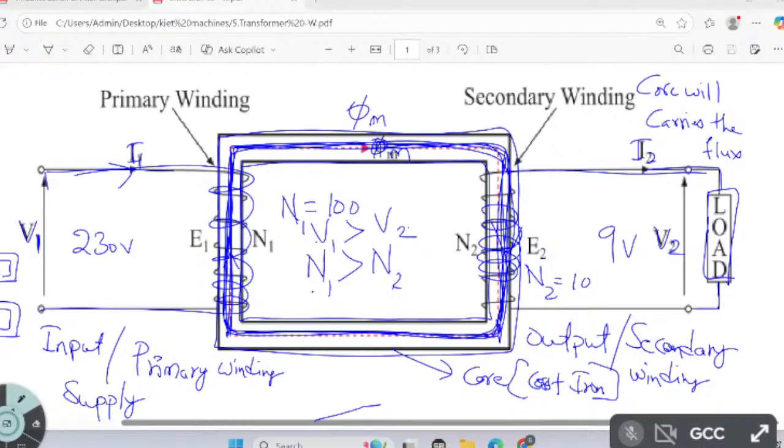Winding. What is the function of winding? What will it do? Here we are having winding.